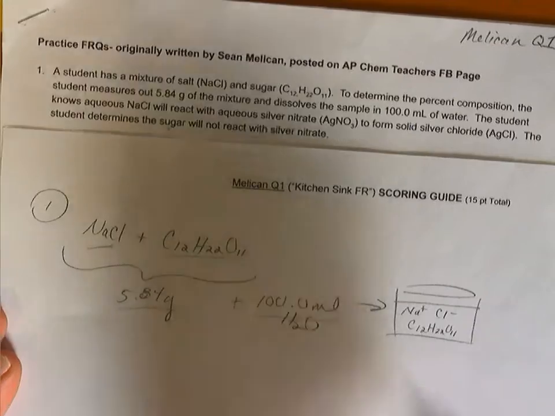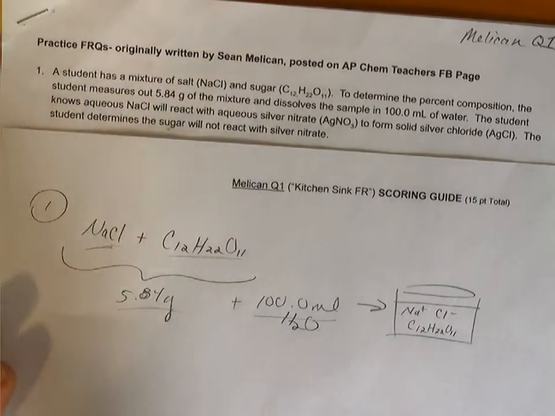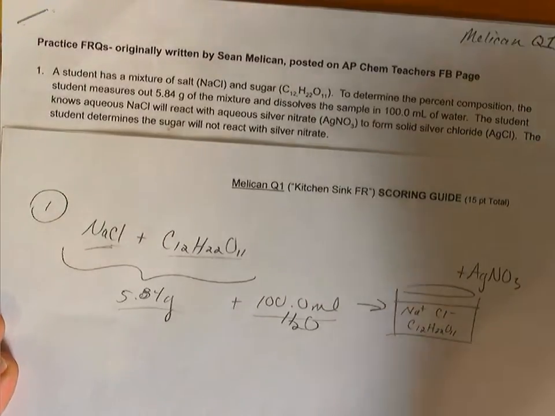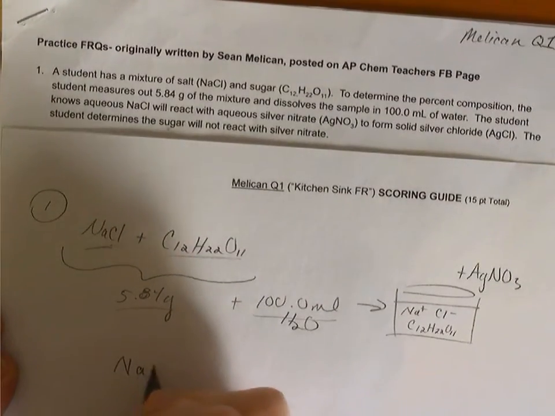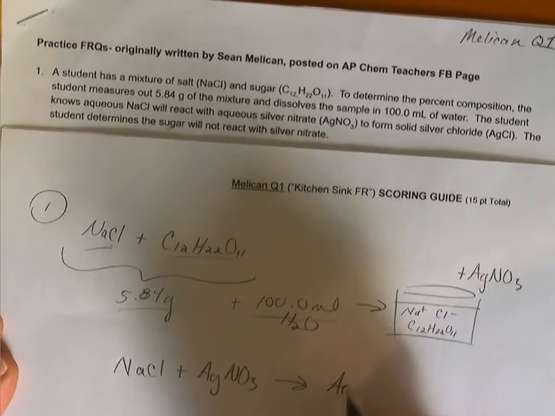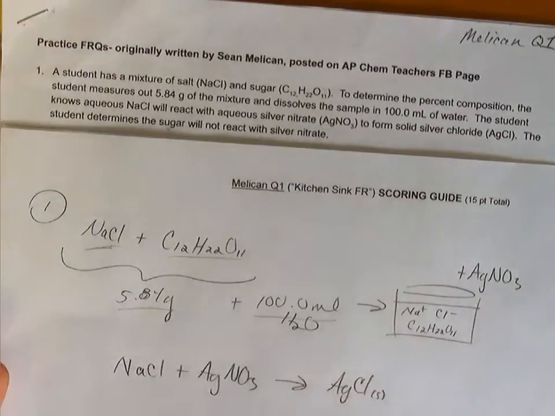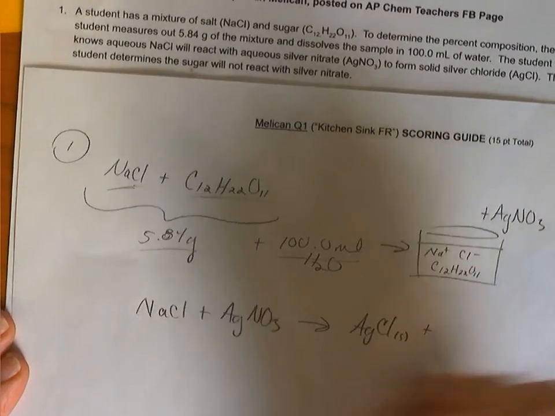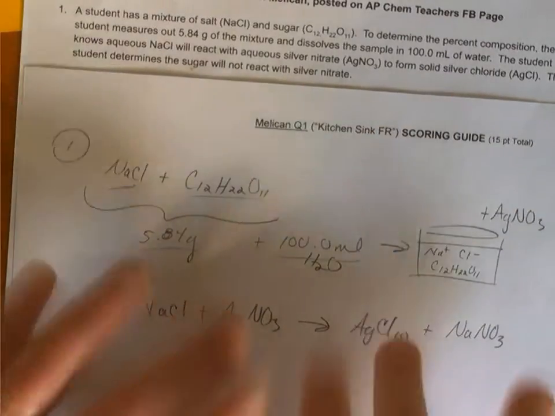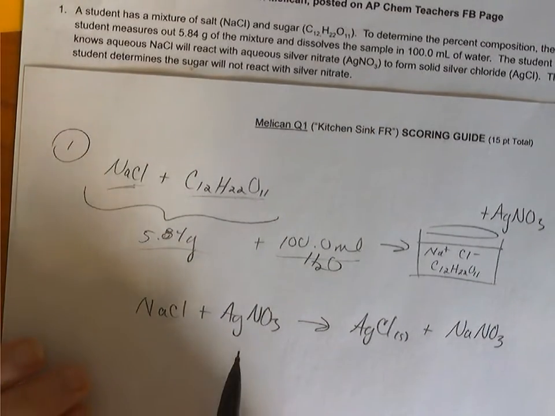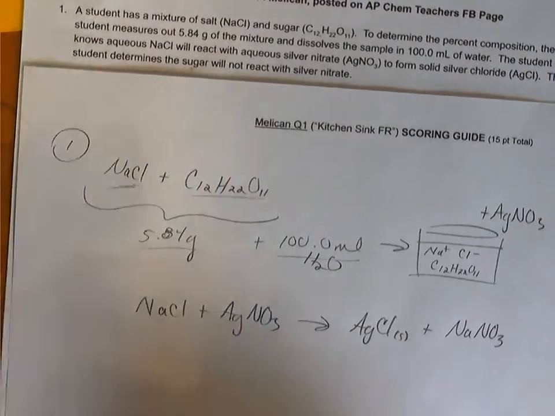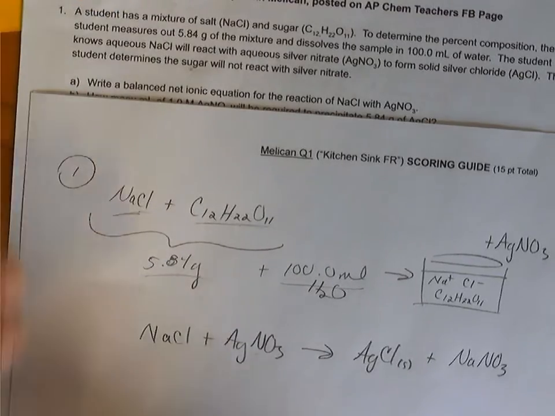Okay, the student knows aqueous sodium chloride will react with silver nitrate. So sodium chloride will react with silver nitrate to form solid silver chloride. All right, well, this is a double replacement reaction, so my other product is sodium nitrate. I might need that. The student determines the sugar will not react with the silver nitrate. Okay, this is the only thing it's going to react with. All right, a balanced net ionic equation.